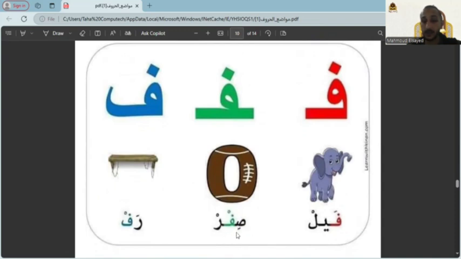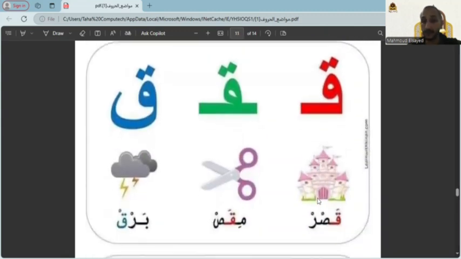Sifr, which is a zero, and then Raf, which is a shelf. Beginning, middle, final, or at the end of the word. Then we have the Qaf. It can also come in three positions.